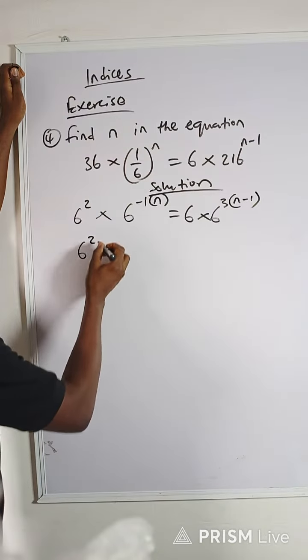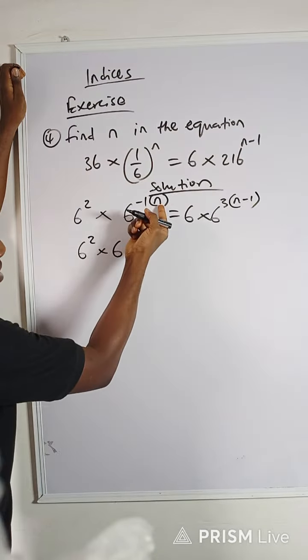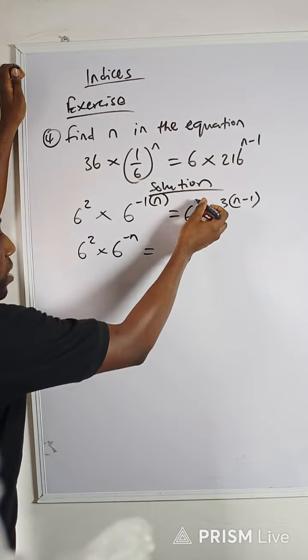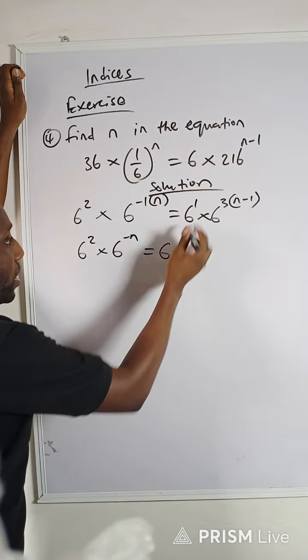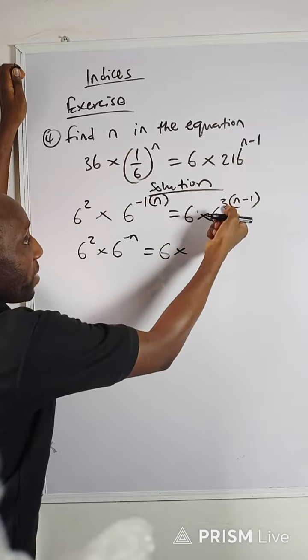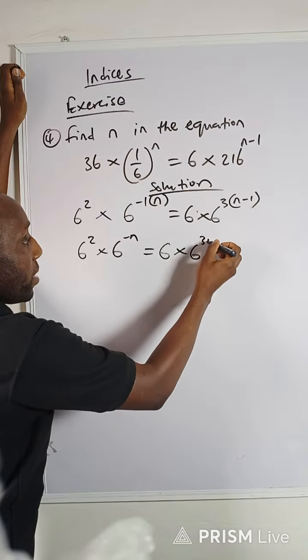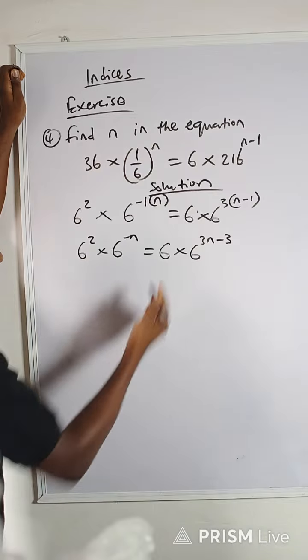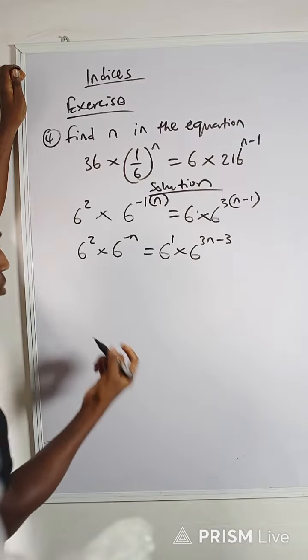So this is 6 to the power of 2 times 6 to the power of negative 1 times n, which is negative n. Are you seeing it? We can write 1 here, but before that, don't worry, let me just expand this first. 3 times n is 3n. 3 times negative 1 is negative 3. So we can write 1 here if we want to do that.